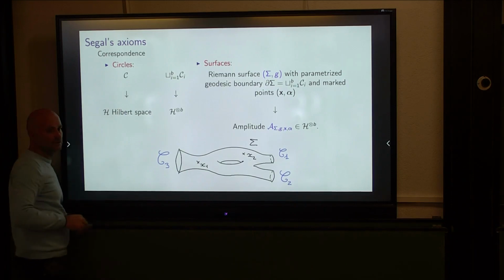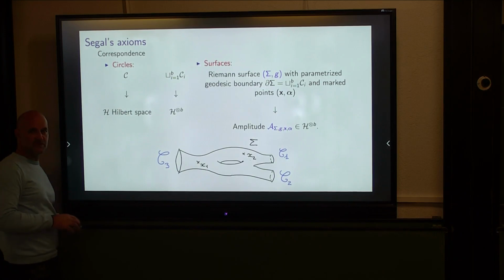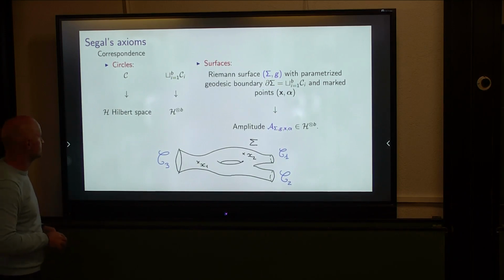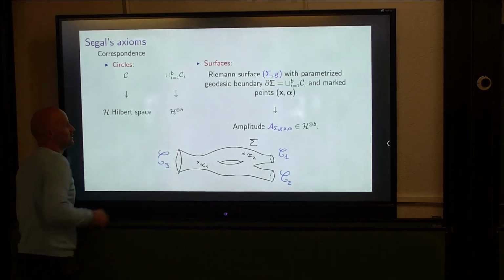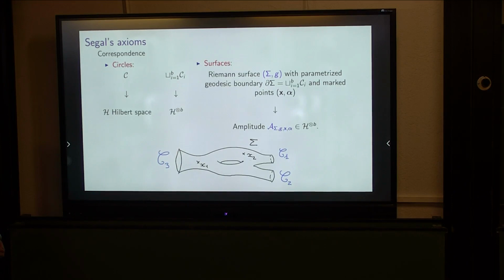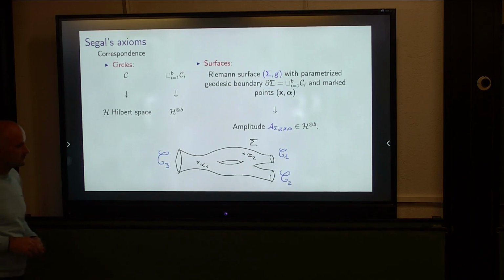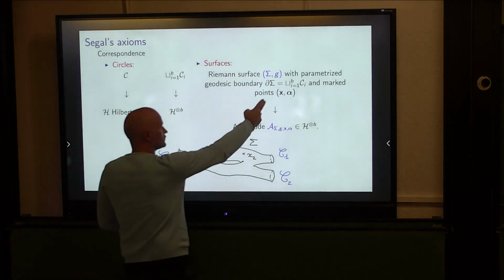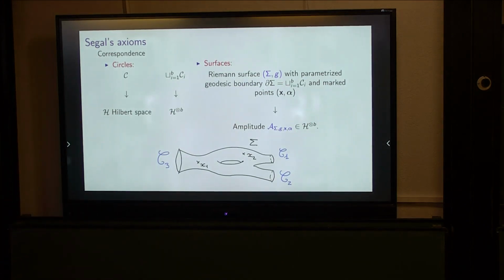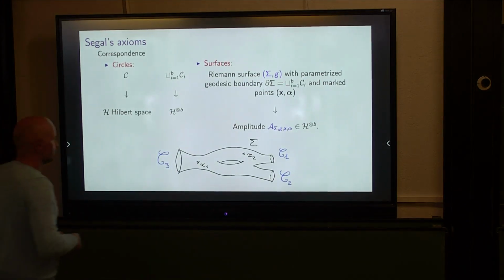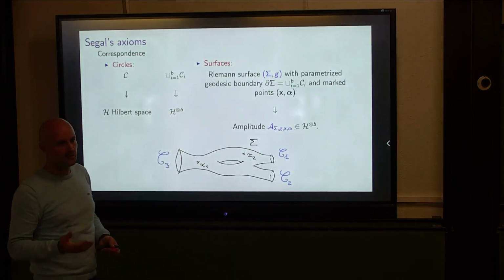So to a given circle, you will attach a Hilbert space. Okay? It's model dependent. I will discuss a bit later what the Hilbert space is in my case. Then to the union of boundary circles, you will attach the tensor product of the Hilbert spaces. So this is the space of states. And then to the Riemann surface in between, you will attach an operator. In my talk, I will conflate operator and integral kernel for an operator.